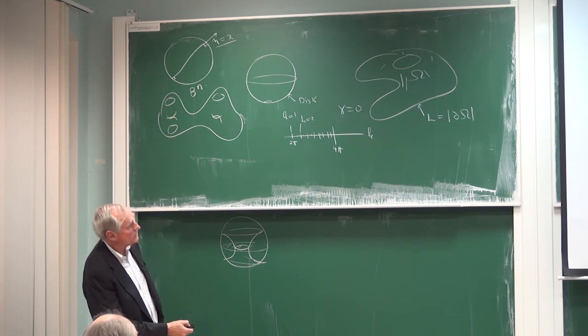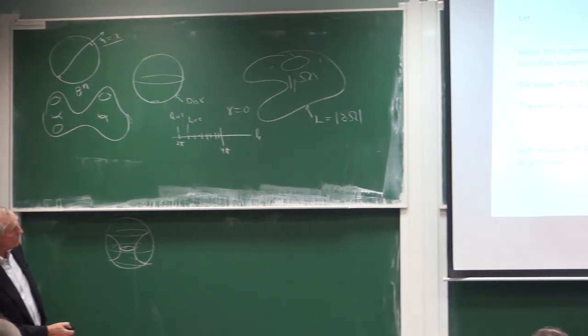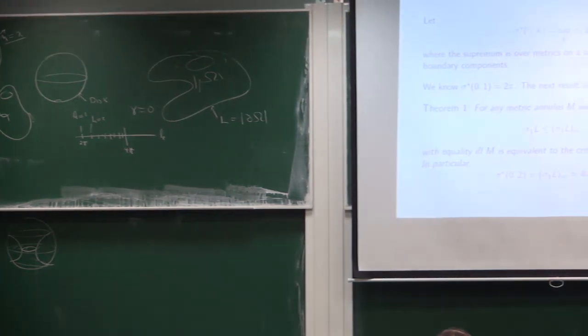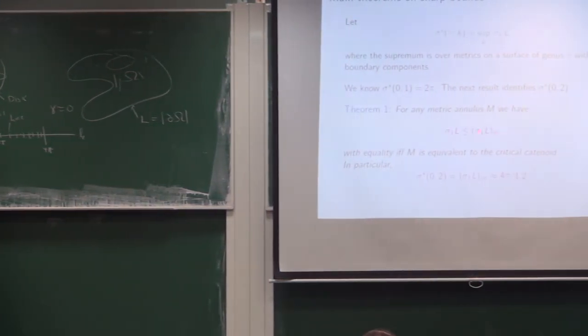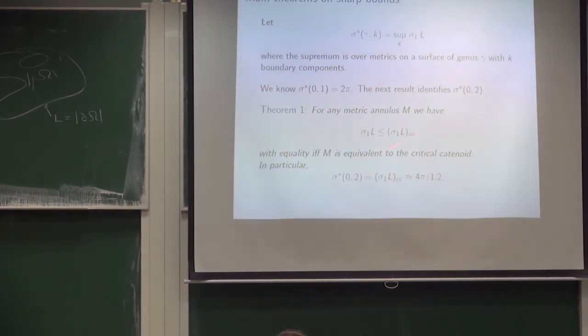And then we can state the minimal annulus theorem in this form. So if I take any metric on an annulus, then sigma 1 L is bounded above by that for the critical catenoid. And you can compute that number, at least. You can approximate the number as closely as you want. And again, it's unique. Equality holds if and only if M is equivalent. And that number, so sigma star of 0,2, it turns out is about 4 pi over 1.2. So in this picture, it's 2 pi, and then this number is about 4 pi over 1.2.